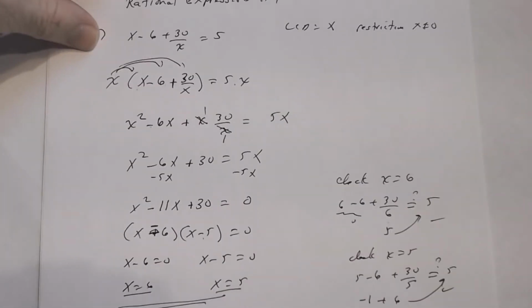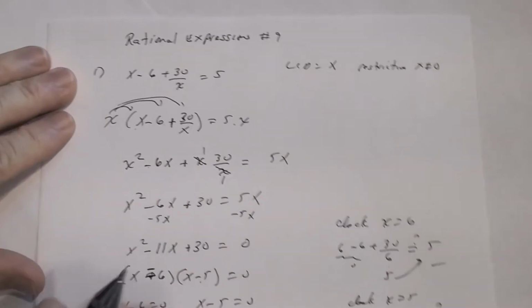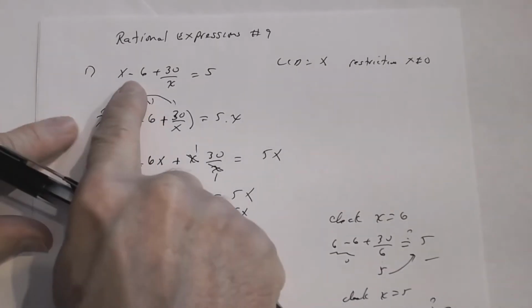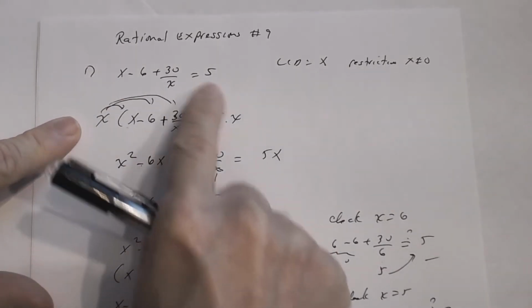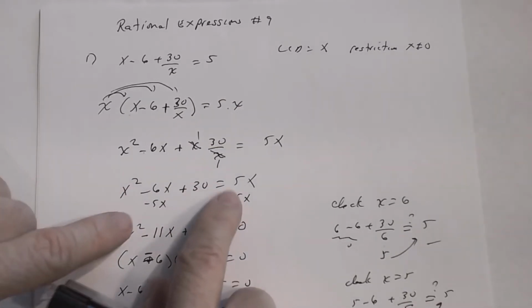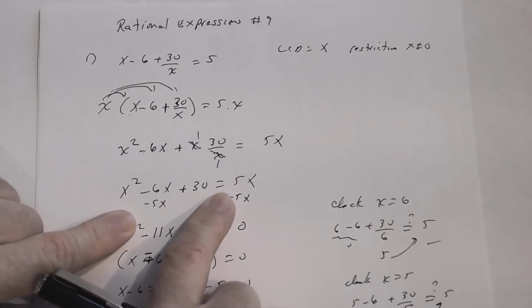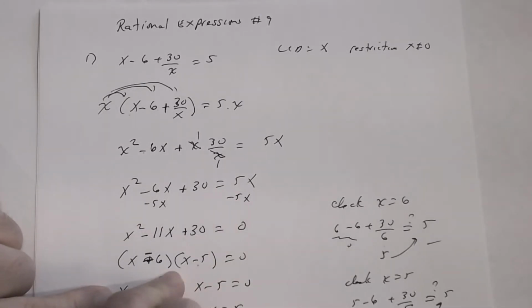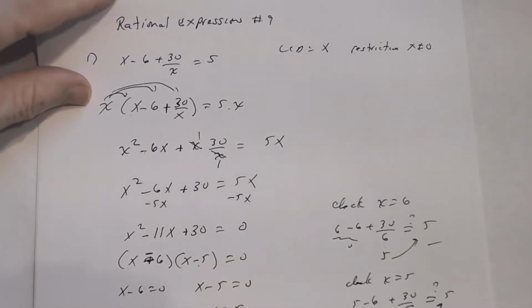Okay? All right, so remember in worksheet number 8, your rational equations ended up being linear. In worksheet number 9, you now see that you can get quadratic. Okay? And then you factor. All right, so that was number 1. Okay, let's look at number 2.